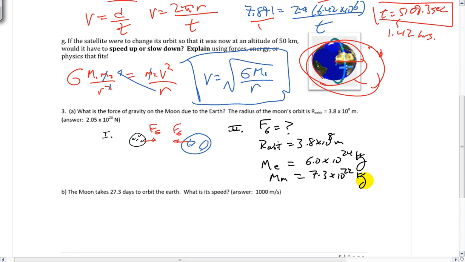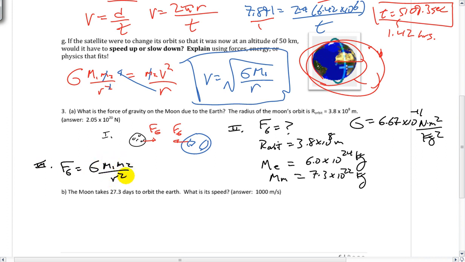And we can use our universal constant G, 6.67 times 10 to the negative 11th newton meters squared over kilograms squared, as the gravitational constant for our equation. So now we can plug in to our gravity equation: G m1 m2 over the radius squared. So finally in step 4, let's put in all the numbers.